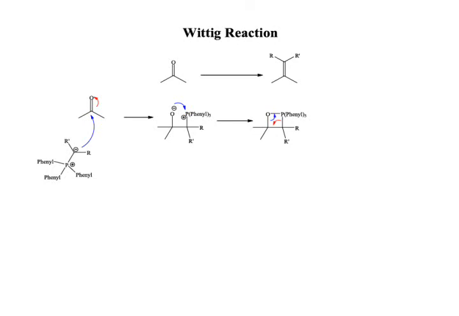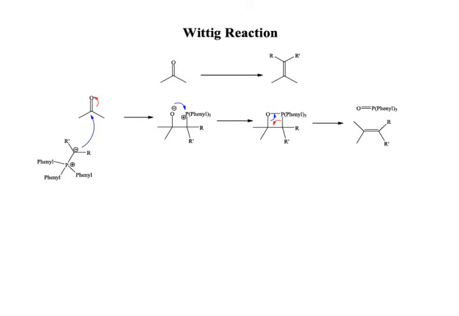So very quickly this is going to open, but it's going to open in a different manner than what we saw in how it formed. When it opens, it forms a very stable phosphorus oxide, which does a lovely crystallization out of the reaction, so it's really easy to get rid of. And it forms an alkene, a second bond between the carbonyl carbon and what was the ylide carbon.